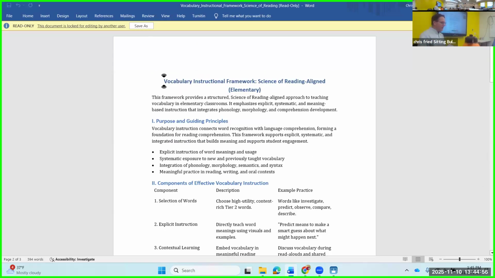Okay, so just a little bit of an outline. Maybe you guys have that already, or you understand that, but it's just a way to connect vocab instruction to the science of reading framework that is super important and is the law in North Dakota, so you know that and use that. So, any questions or thoughts on that? Hopefully, it's somewhat helpful.